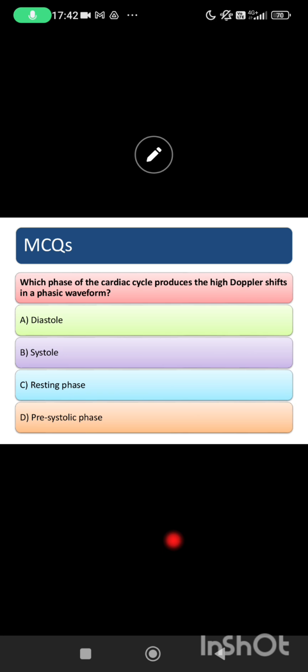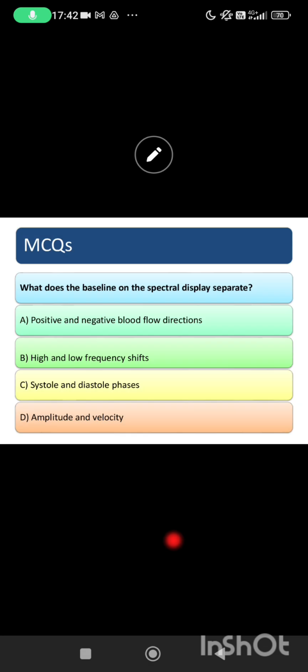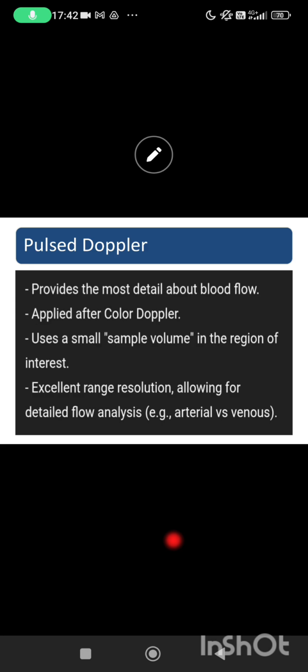Systole. Okay, very good. Systole. Dr. Awadia, in phasic waveform, what produces the lower Doppler shift? Diastole phase. Yes, very good. Diastole. Tasveen, what does the baseline on the spectral display separate? A. Positive and negative blood flow directions. Okay, very good.